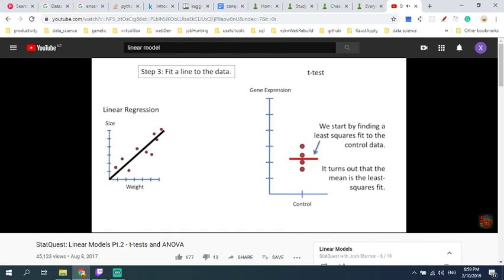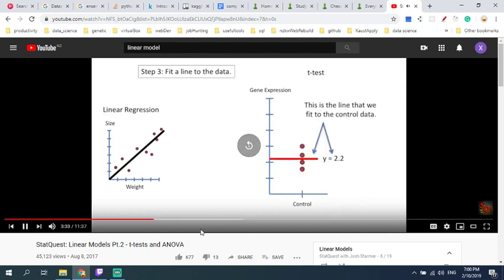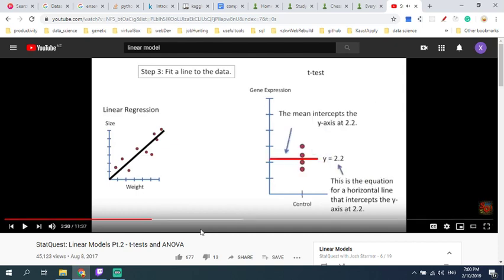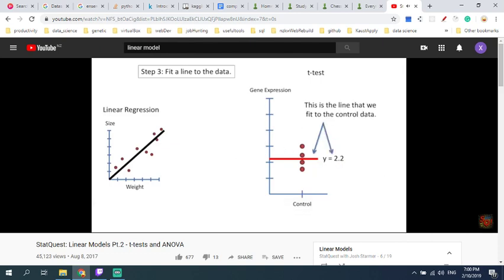It turns out that the mean is the least squares fit. The mean intercepts the y-axis at 2.2. This is the equation for a horizontal line that intercepts the y-axis at 2.2. Thus, this is the line that we fit to the control data.